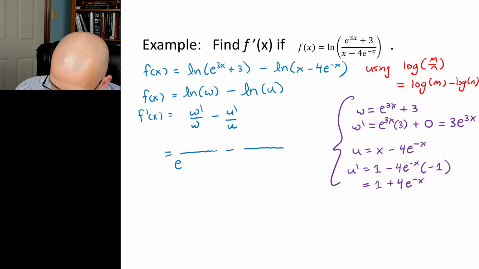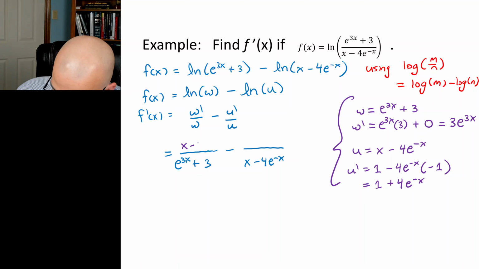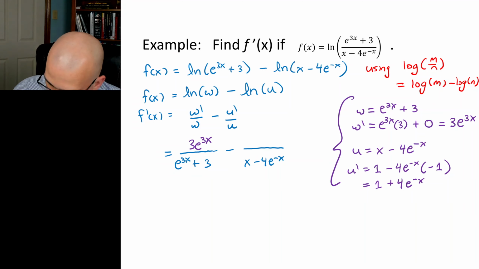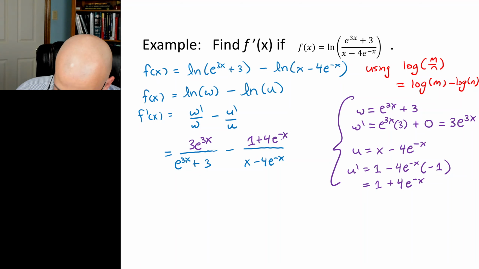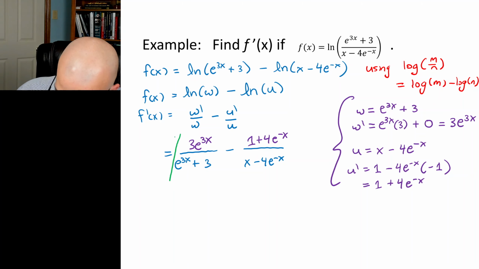So w is e to the 3x plus 3. U is x minus 4 e to the negative x. And then throw in the w prime. Oh, wrong thing. W prime is 3 e to the 3x. And u prime is 1 plus 4 e to the negative x. And that would be your answer. This is the best answer.